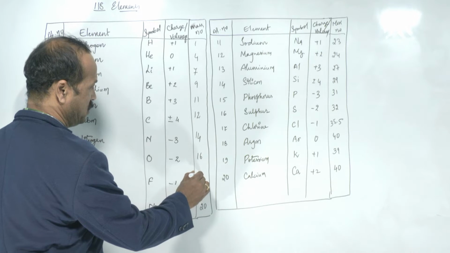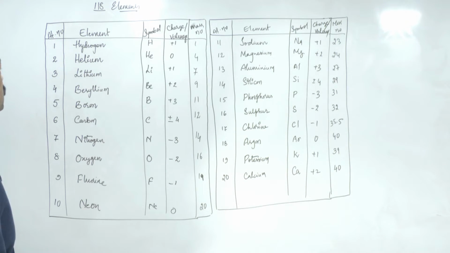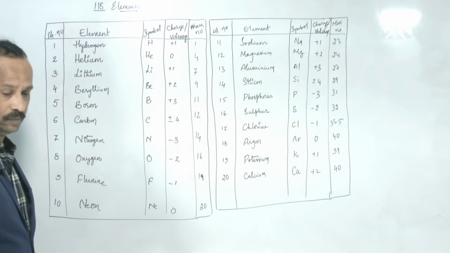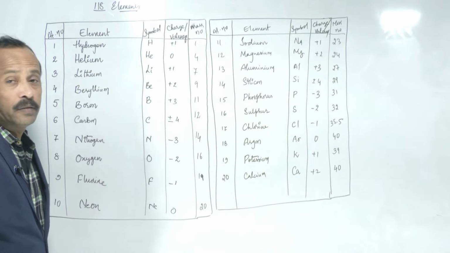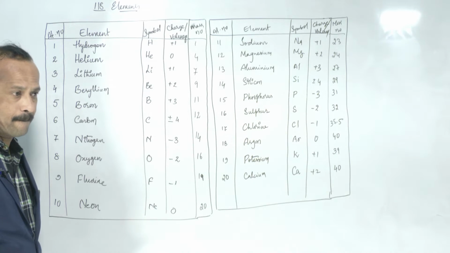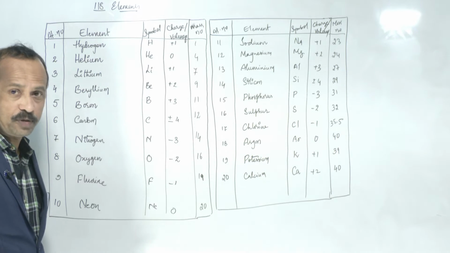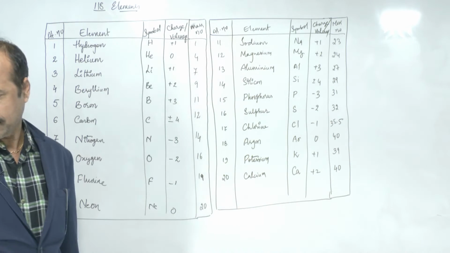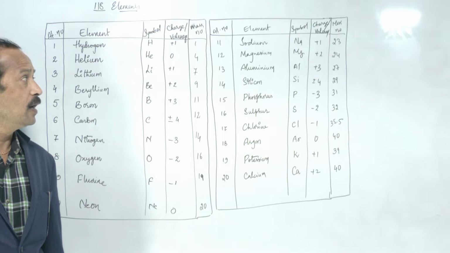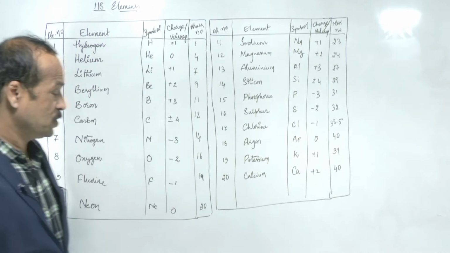Make 5 columns. Okay. So 5 columns you make: atomic number, element, symbol, charge and mass number. I will give you 2 minutes. So within 2 minutes you write. Afterwards you just repeat along with me after 2 minutes. First you write this one.